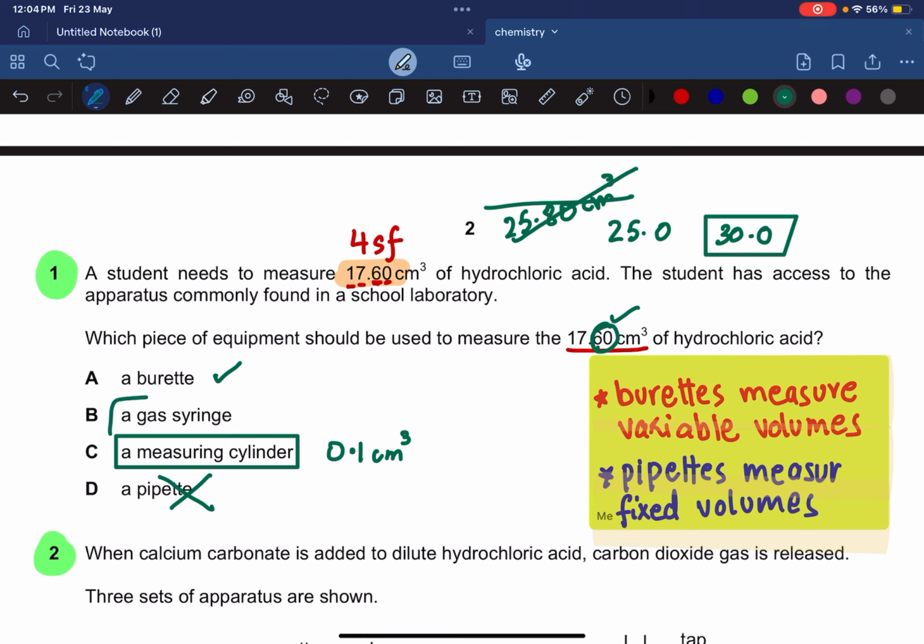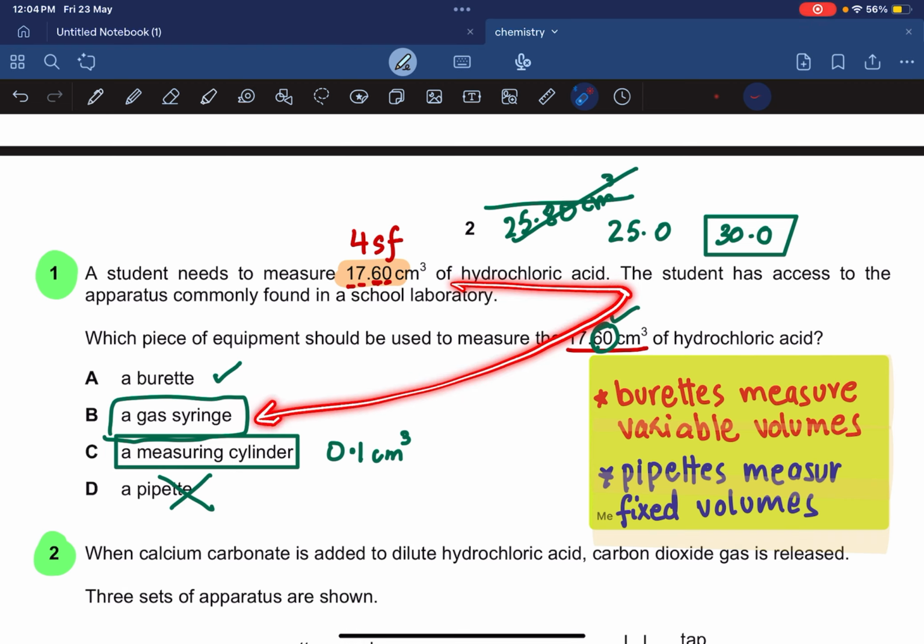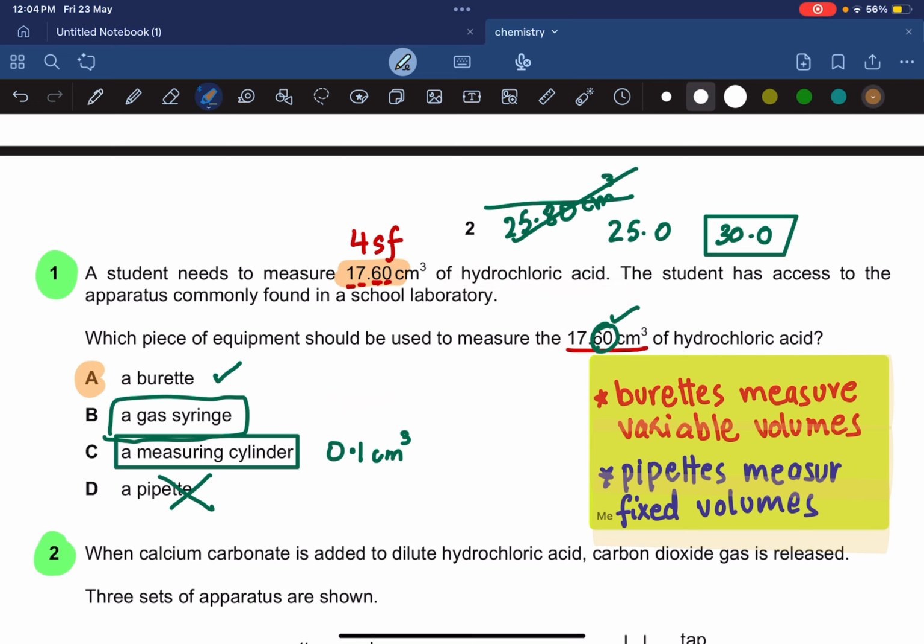And a gas syringe is basically used to measure gases, and what we are measuring here is hydrochloric acid. If it was hydrogen chloride gas, then we could have used a gas syringe, but that's an acid. So the correct answer is option A.